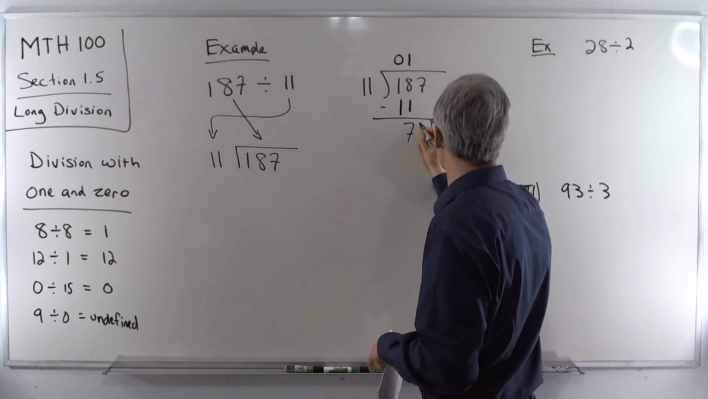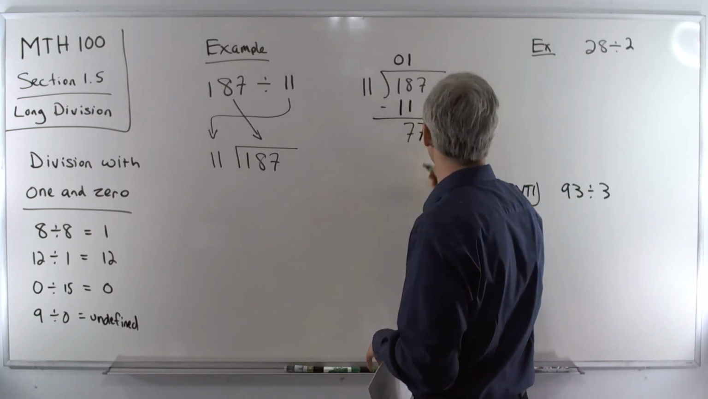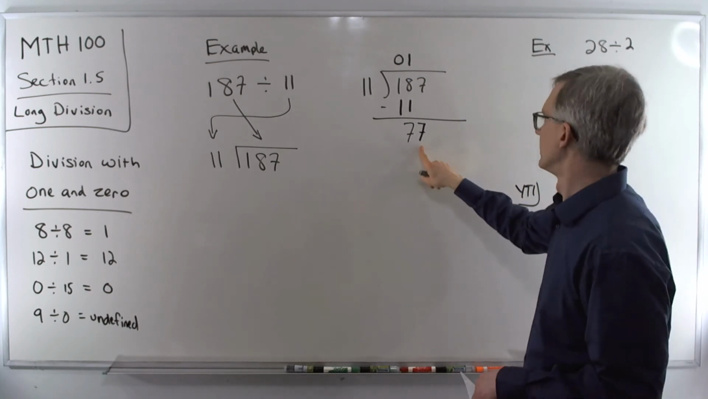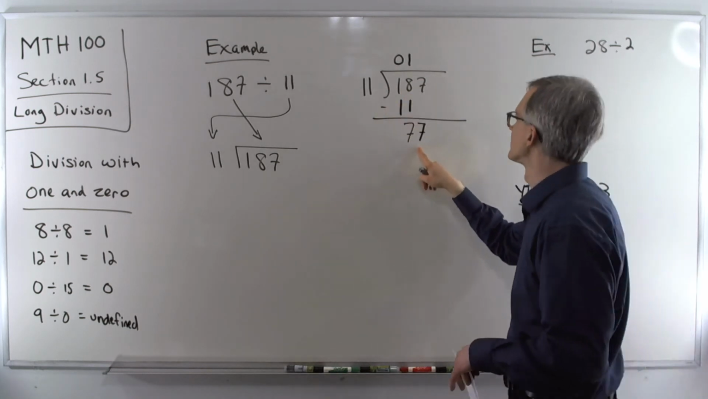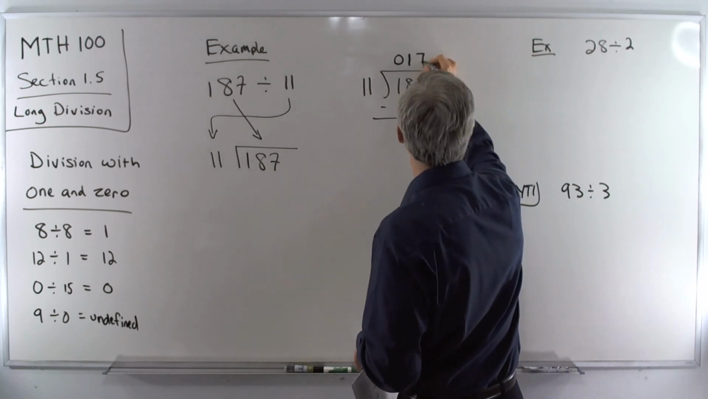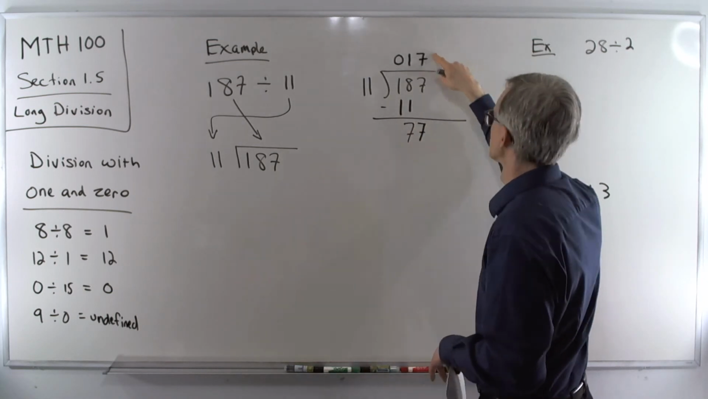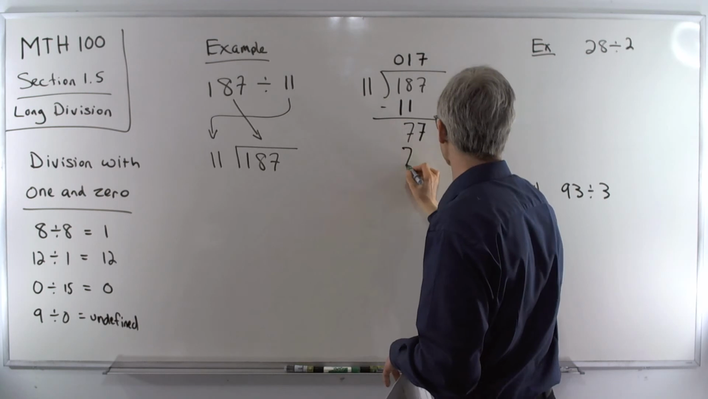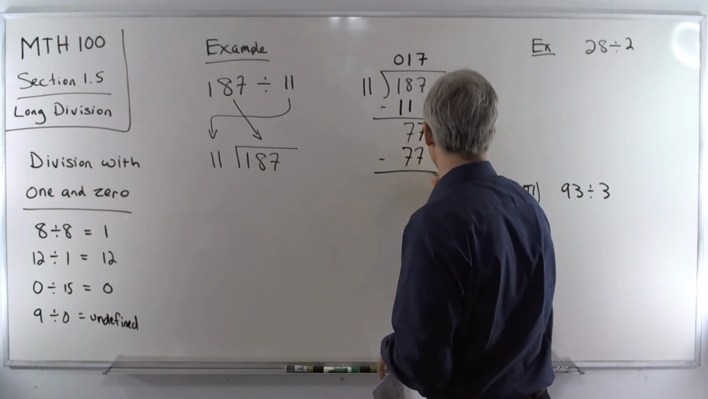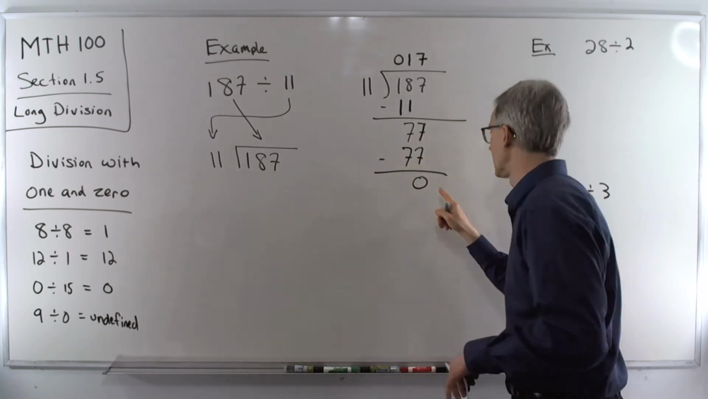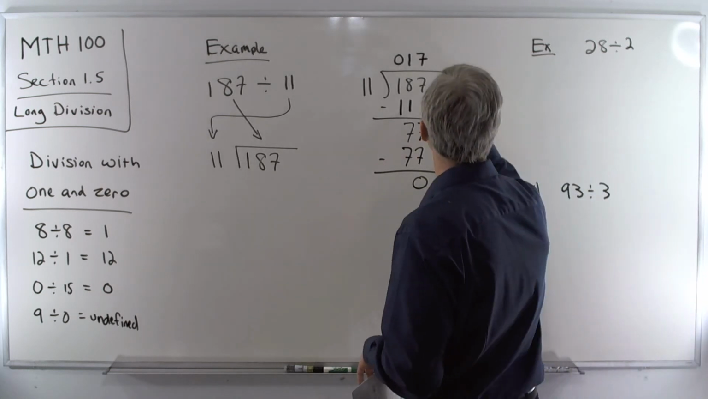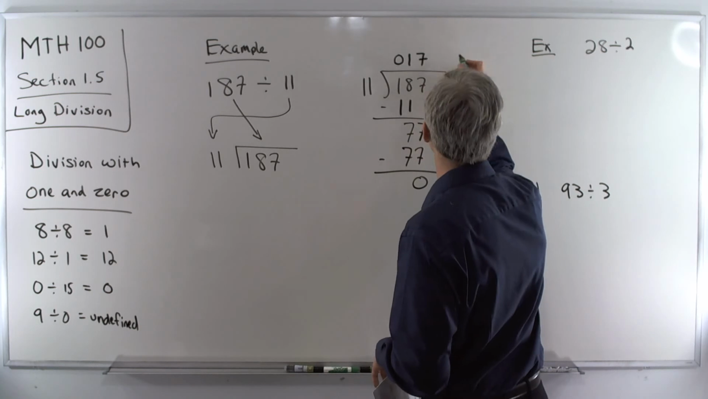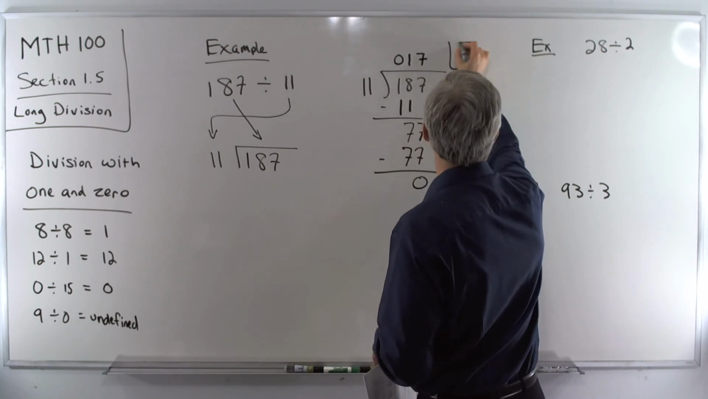If you have any numbers left, bring them down 1 at a time. So now we have a 77. Now we have to figure out how many times does 11 go into 77? Well, that is 7 times. So the 7 goes up here. Now 7 times 11 gives us 77, and then subtract. Now we're down to a 0, so that means we're done. And here's our answer. 187 divided by 11 is 17.